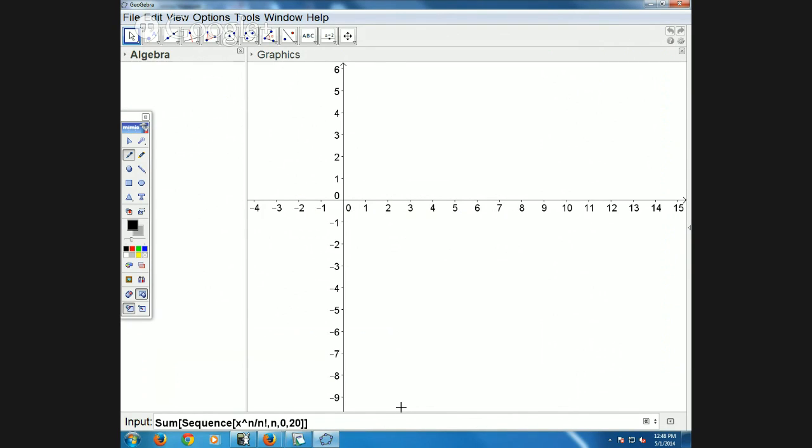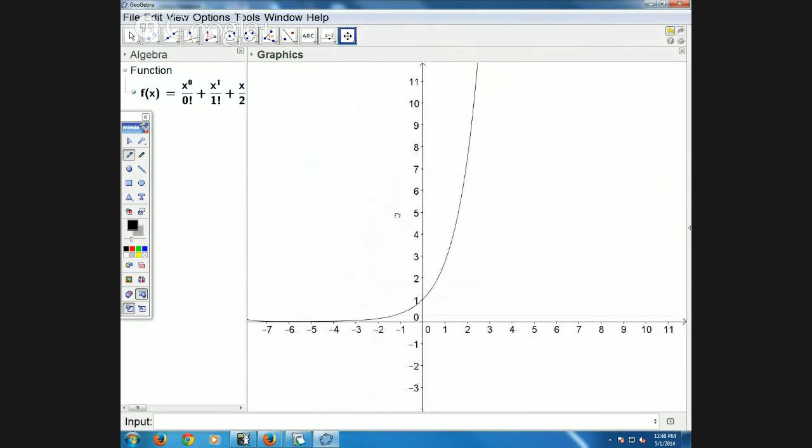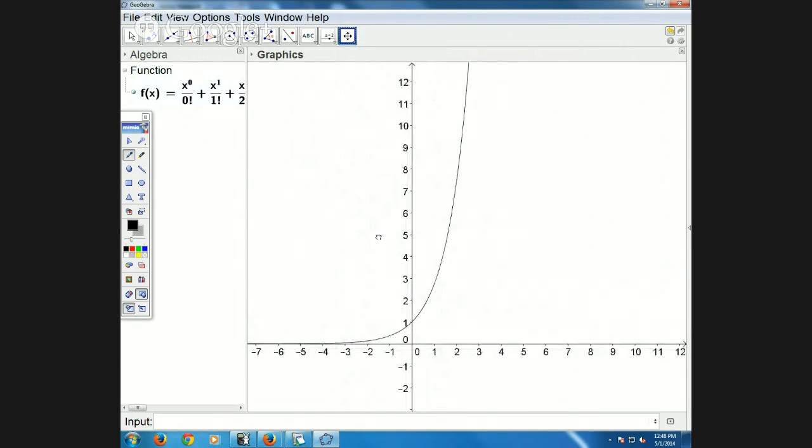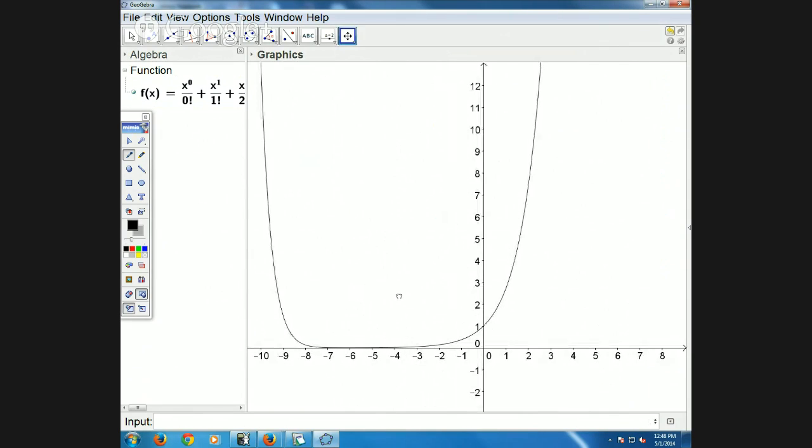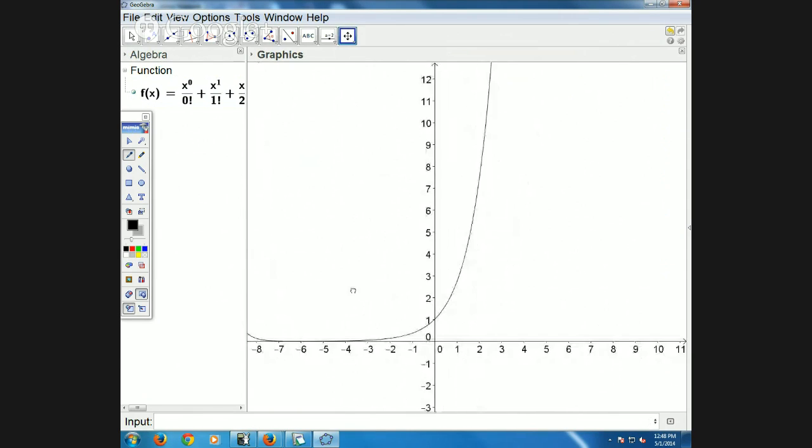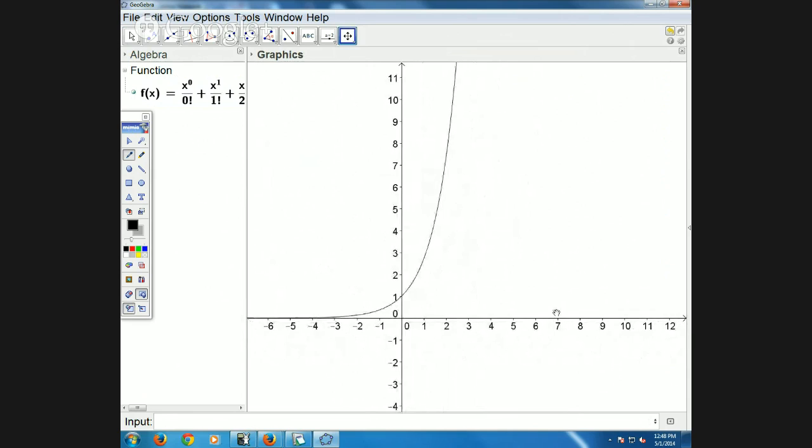Actually, x raised to the n divided by n factorial as n goes from 0 to, let's go 20. All right, here's a graph of the 20th partial sum. Now notice it does something weird there on the other side. But if I just look at that part, does that remind you of any function you've seen before? Yeah, it does. Like what?